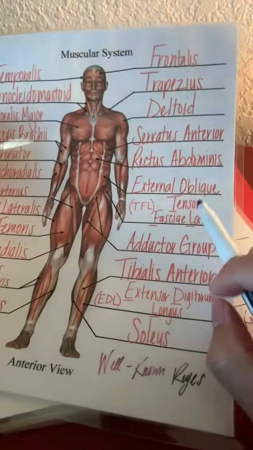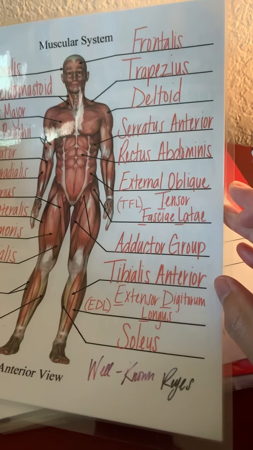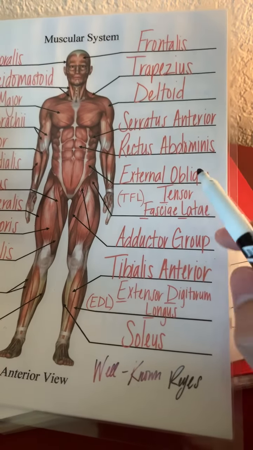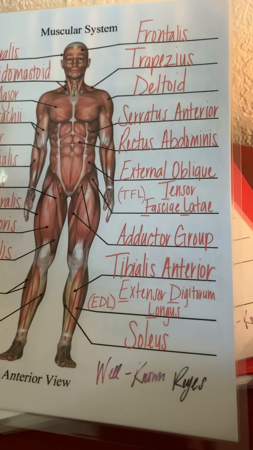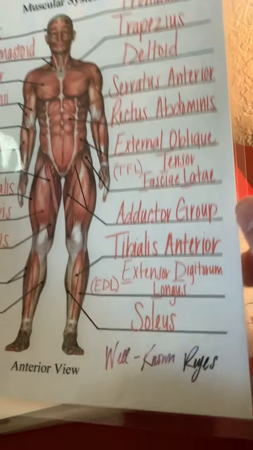I'll show you how to spell it. Tensor fascia lata. It's one of my favorite muscles as well because I like to joke with the students and say that one of these days we should go to Starbucks and order a tensor fascia latte and see what they say. I think it'd be pretty funny.